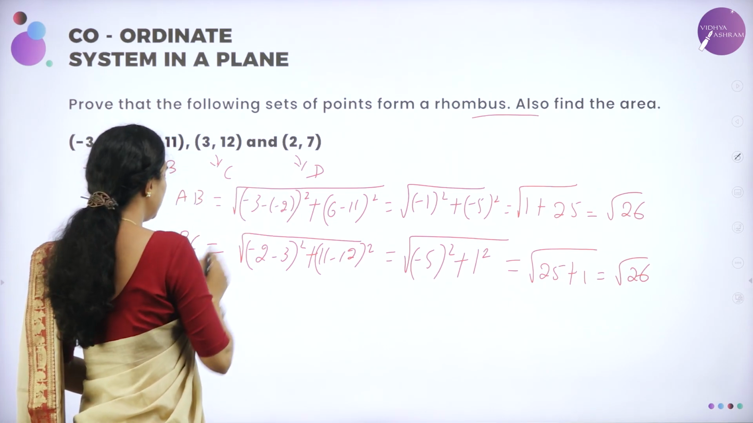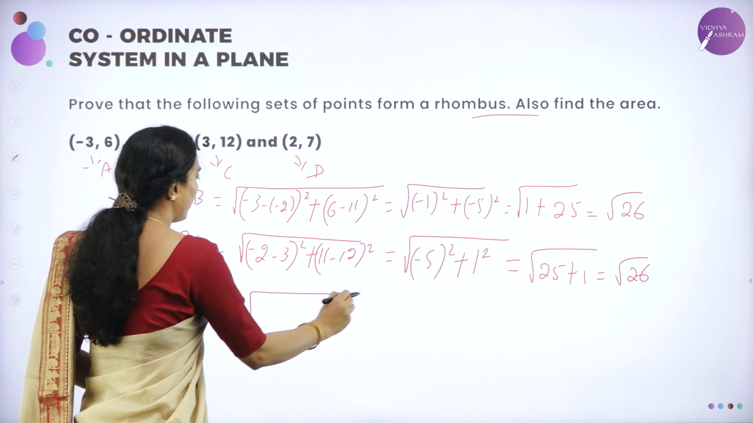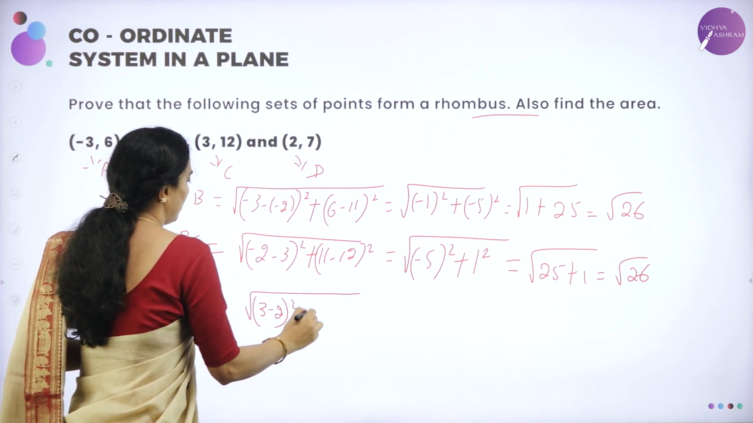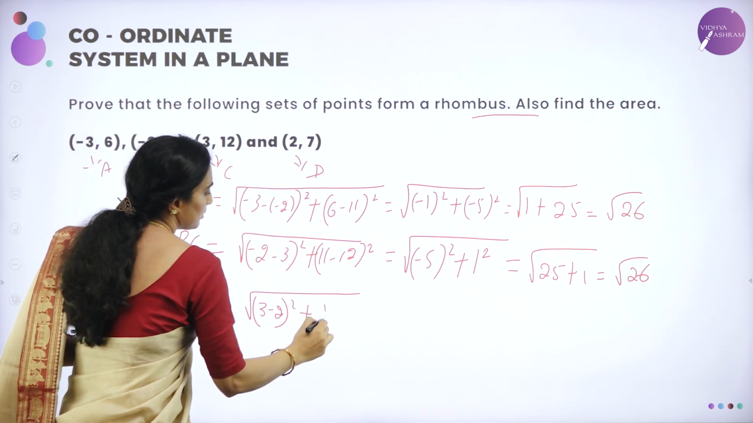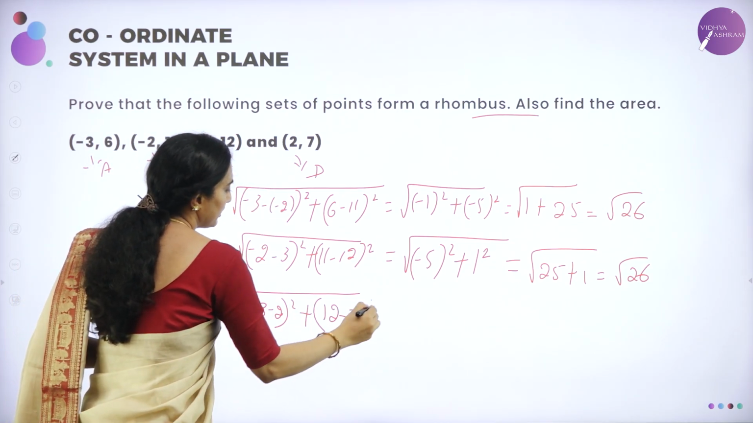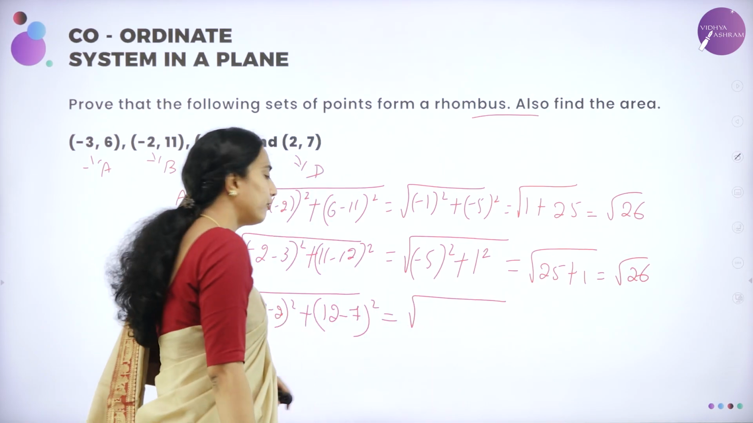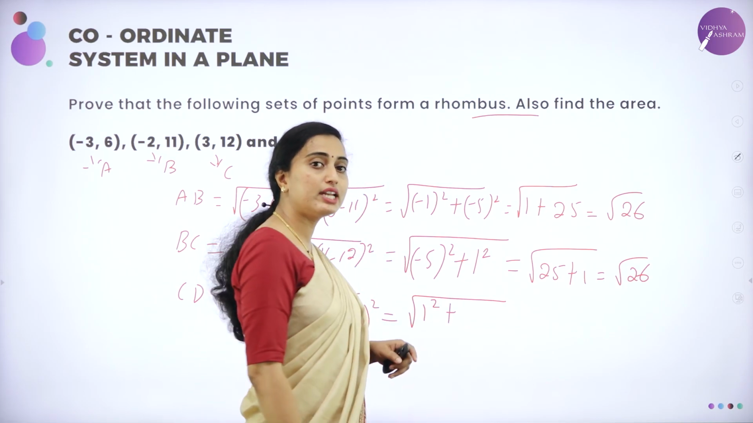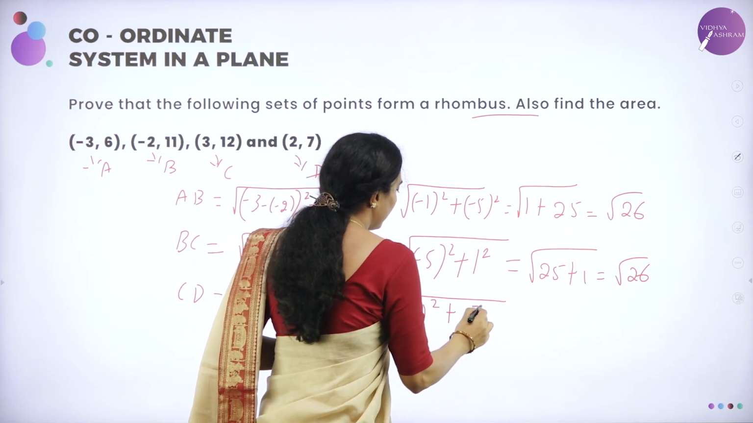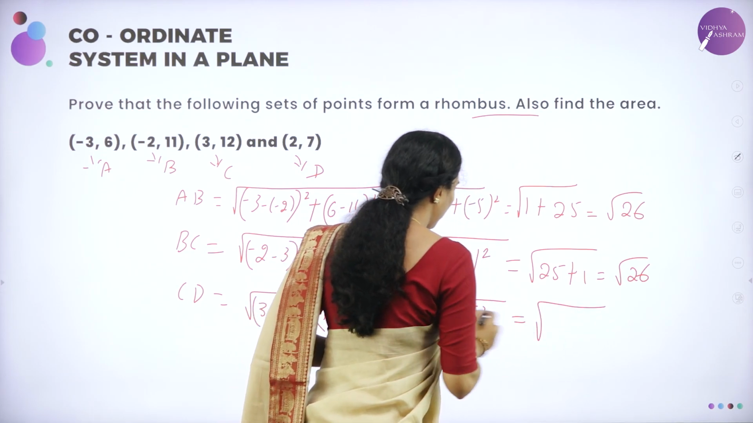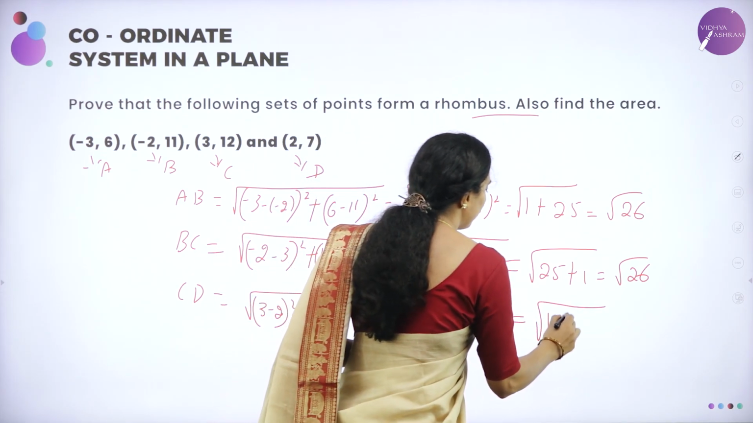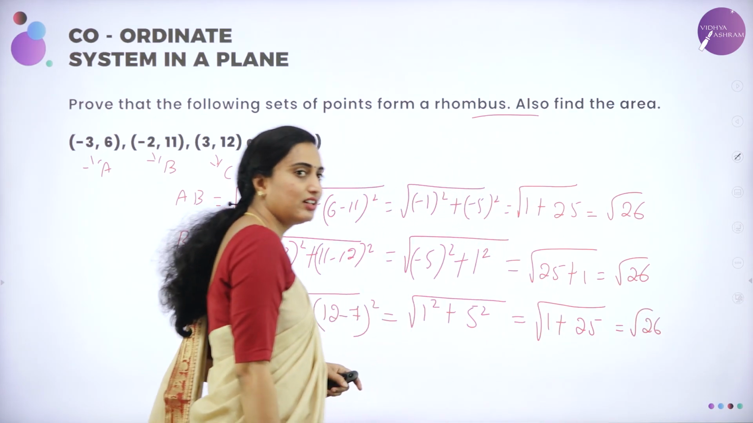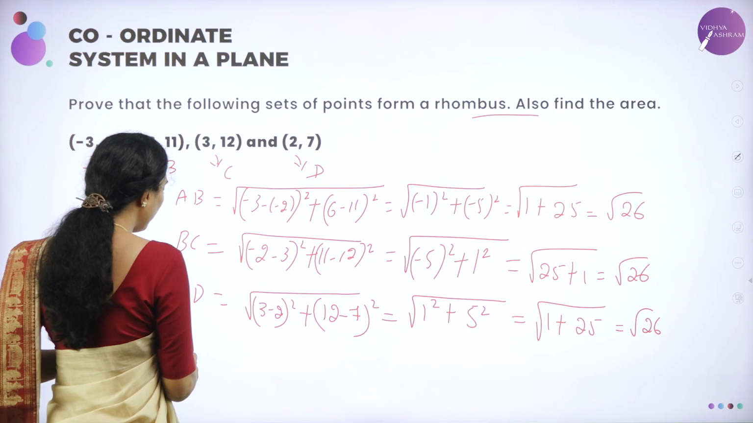AB, BC, CD. CD will be equal to the square root of (3 minus 2) whole square plus (12 minus 7) whole square. What is 3 minus 2? 1. So 1 squared plus 12 minus 7, which is 5, 5 squared. That is the square root of 1 plus 25, again root 26. So next we'll be moving on to finding DA.